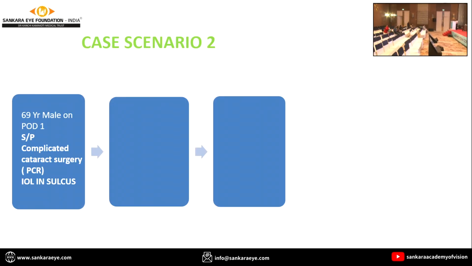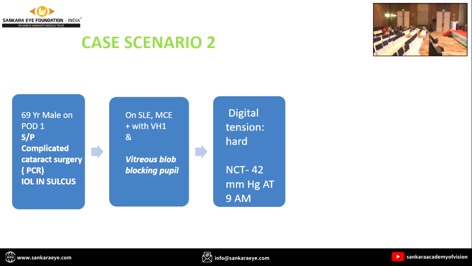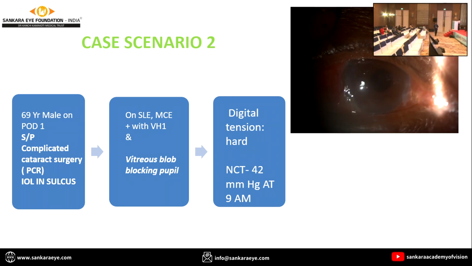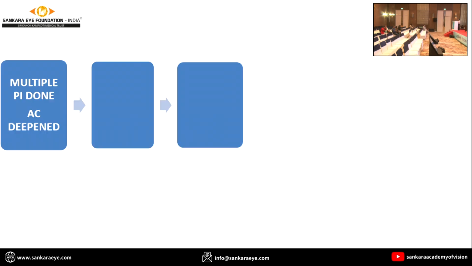My other case scenario: a 69-year-old man, post-op 1 day, status post complicated cataract surgery. IOL was in sulcus. On slit lamp examination, AC was very shallow, VH grade 1. We can see hazy vitreous blocking the pupil. Digitally, it was very hard. NCT was 42 millimeter of mercury. We diagnosed probable pupillary block, status post complicated cataract surgery with IOL in sulcus. We did multiple PI. AC became deepened.